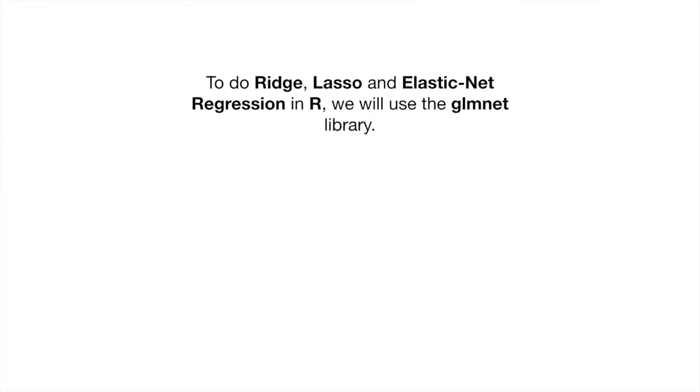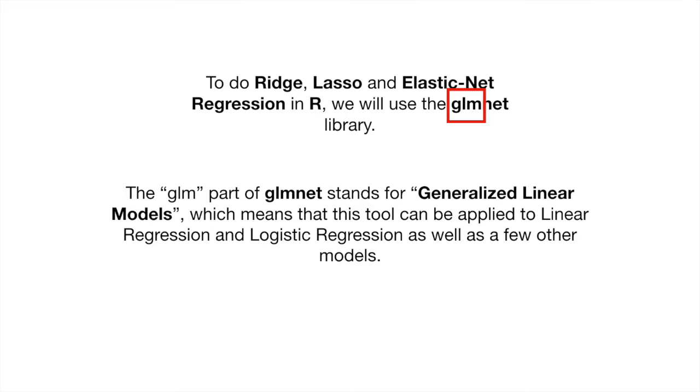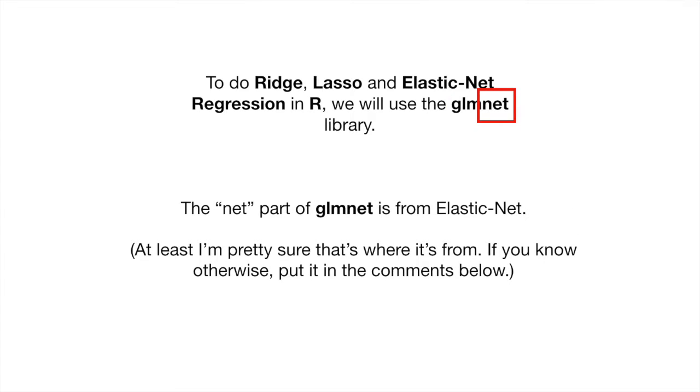To do Ridge, Lasso, and Elastic-Net Regression in R, we will use the GLMnet library. The GLM part of GLMnet stands for Generalized Linear Models, which means that this tool can be applied to linear regression and logistic regression, as well as a few other models. The net part of GLMnet is from Elastic-Net. At least I'm pretty sure that's where it's from. If you know otherwise, put it in the comments below.